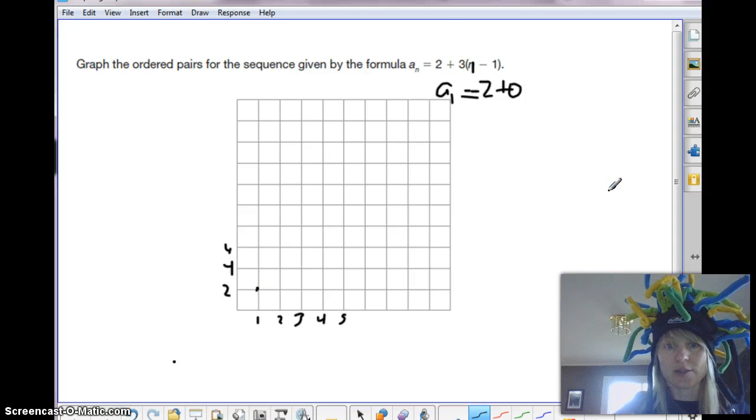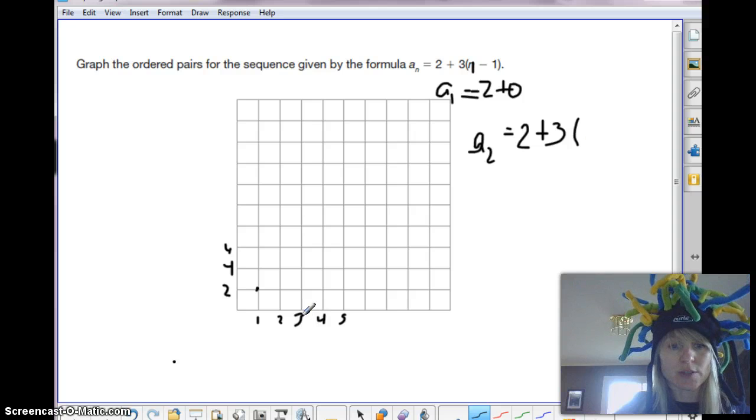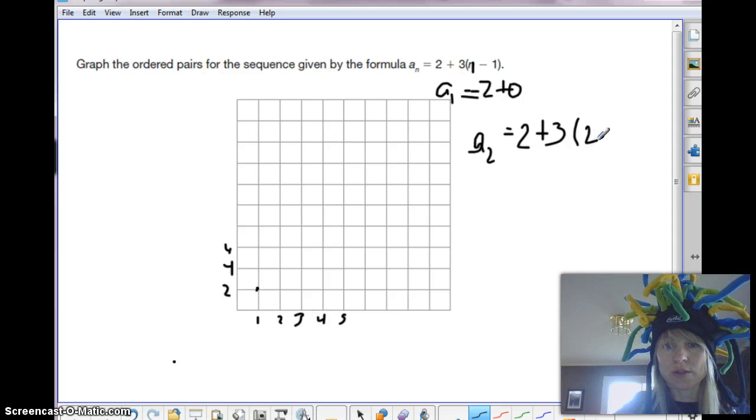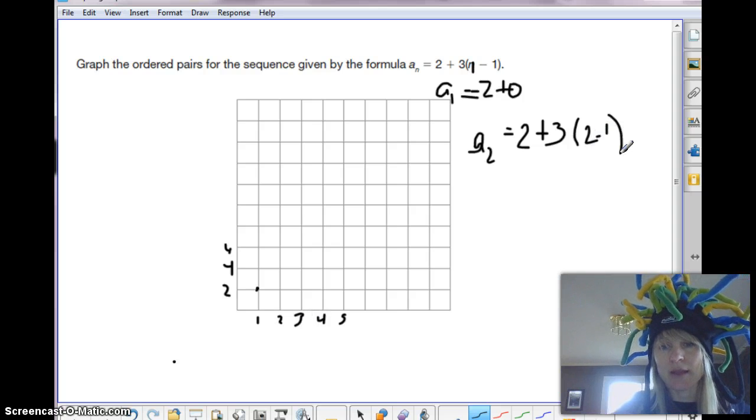Then I want to know my second term. So again, I'm just going to plug it in there. A sub 2, first term is still 2 plus 3, and then this time I want my n to be 2 because I want the second term. So I'll do 2 minus 1. That's going to give me 1, which gives me 3. So a sub 2 will give me 5.